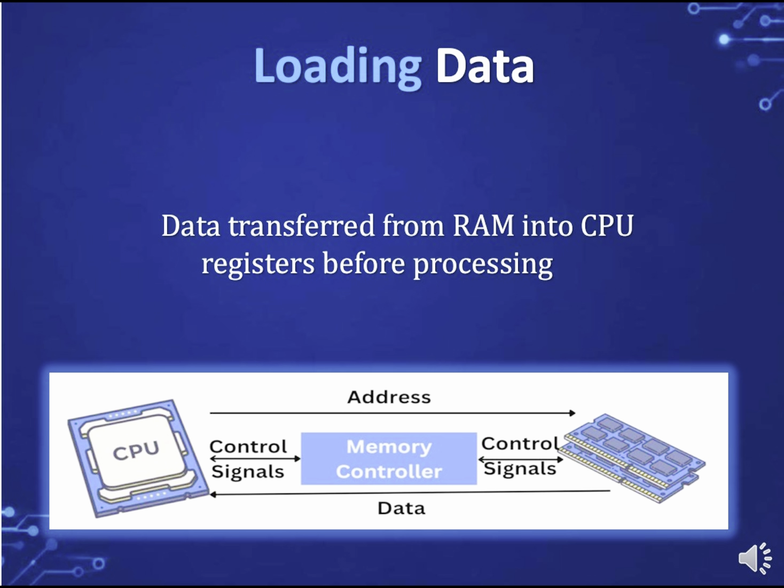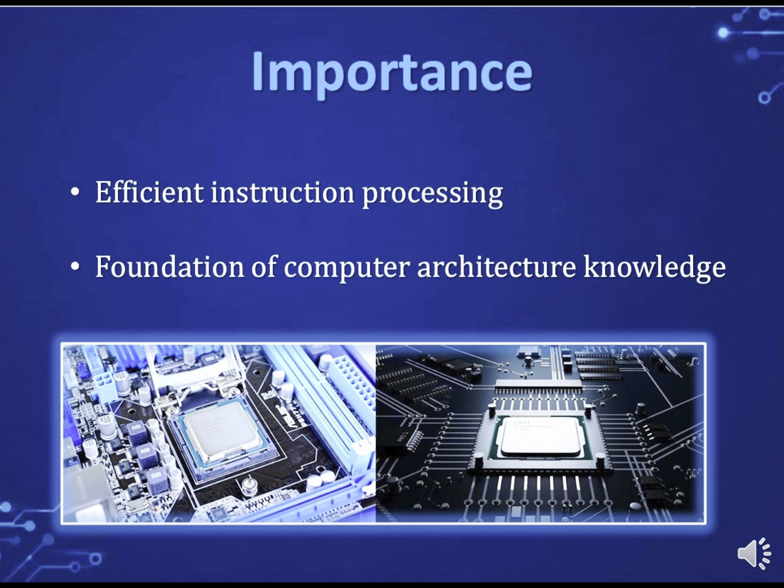As shown in the diagram, the memory controller manages communication between RAM and the CPU. The address lines identify where the data is stored. The data lines transfer the information and control signals coordinate the transfer. Once the required data is loaded into the registers, the CPU can process it quickly and continue with the execution stage.